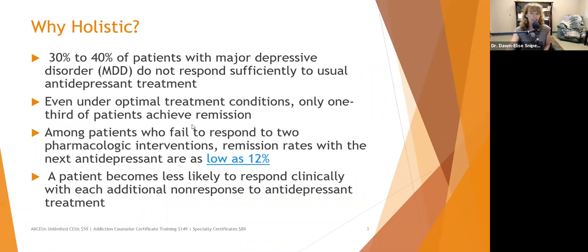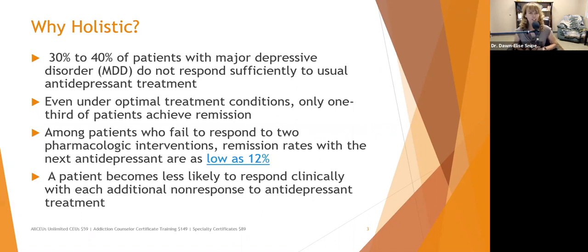Why holistic? Well, 30 to 40% of patients with major depressive disorder do not respond sufficiently to usual antidepressant treatment. That's a lot of people. Even under optimal treatment conditions, only one third of patients achieve remission. So that means two thirds, 66% of patients, don't achieve remission, and they're still struggling with symptoms, and that's a travesty. And one of the reasons I hypothesize is because we're not addressing the cause.